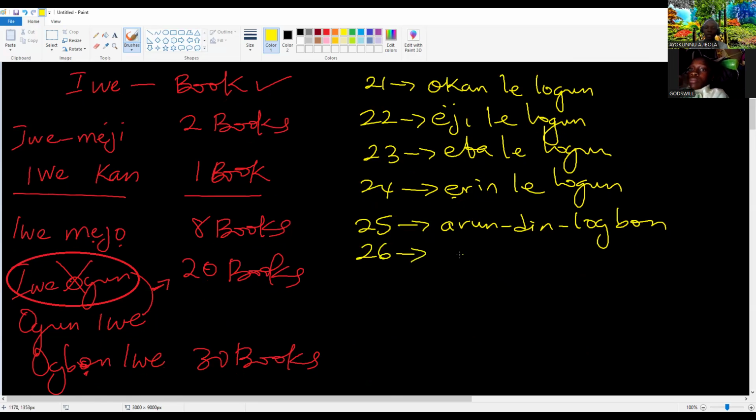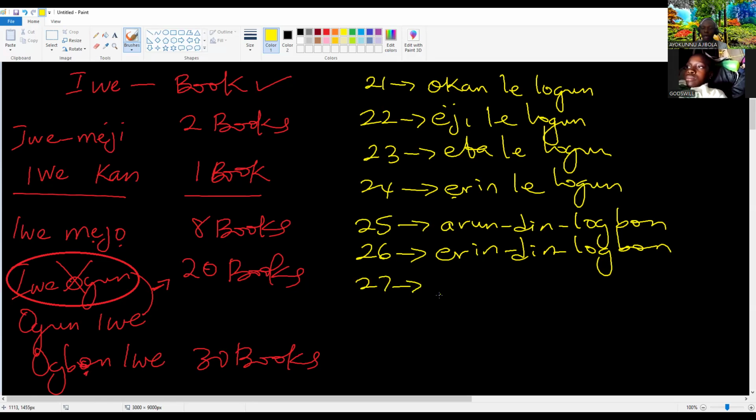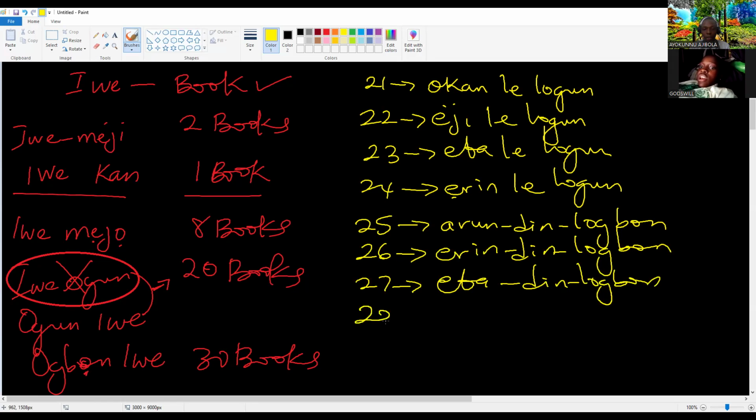26 is 4 less, 30 minus 4. So that will be ẹ̀rìndínlọ́gbọ̀n. 27, that is 3 away from 30. That's ẹ̀tàdínlọ́gbọ̀n. Is that clear? Yes, sir.